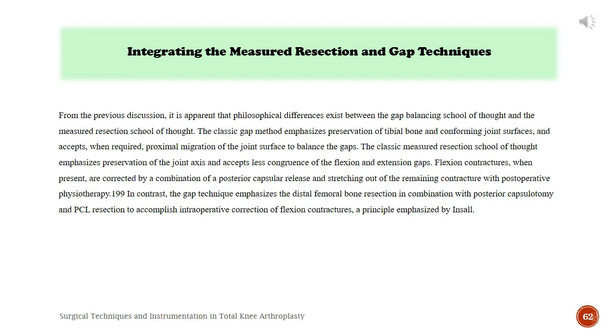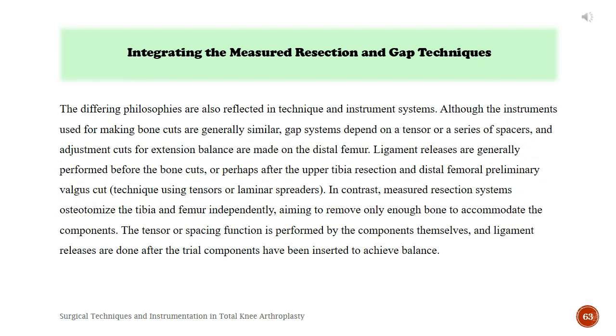In contrast, the gap technique emphasizes the distal femoral bone resection in combination with posterior capsulotomy and PCL resection to accomplish the intraoperative correction of flexion contractures, a principle emphasized by Insall.